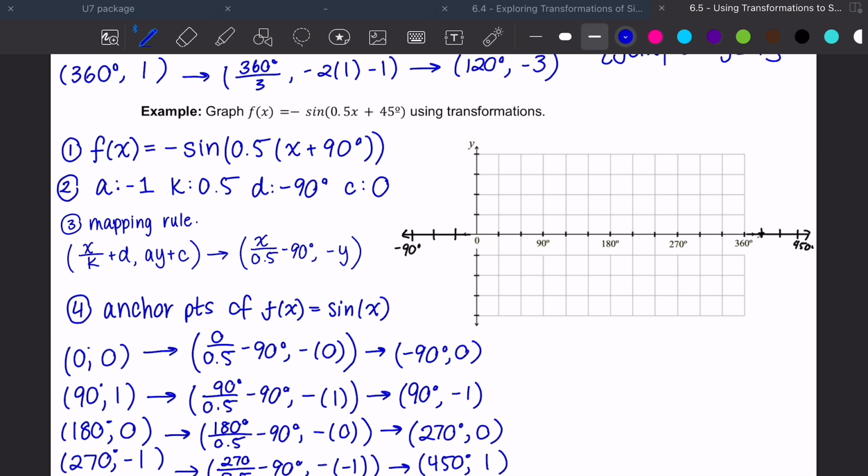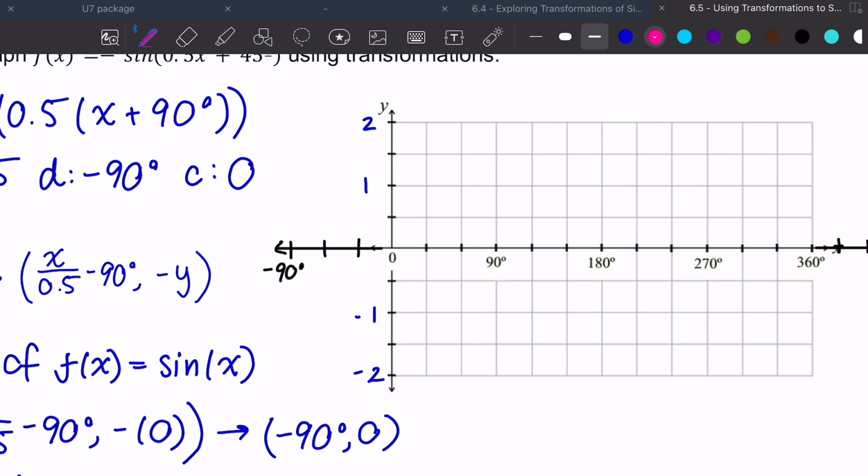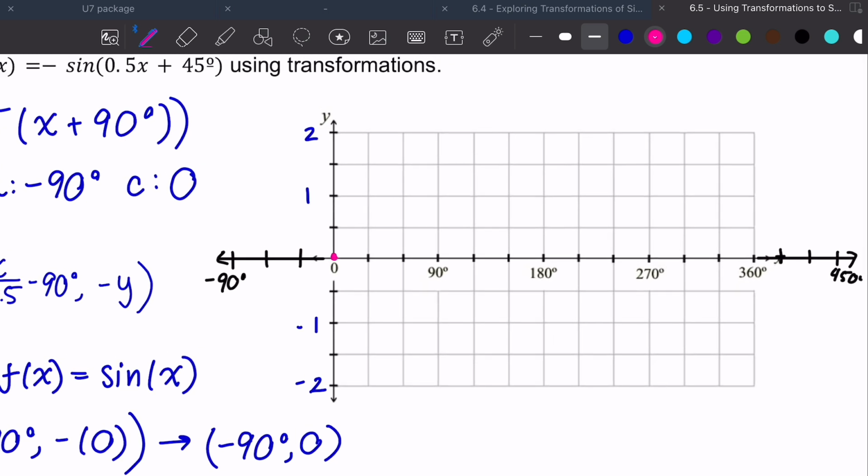And if I go to plot the original, which I will do by ones on my scale, so -1 and -2. Again, doing the parent in pink. This is my parent function, 0, 1, 0, -1, 0. So that is my original sine x function.